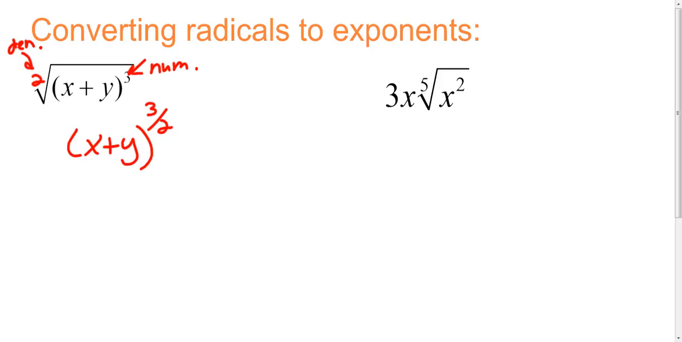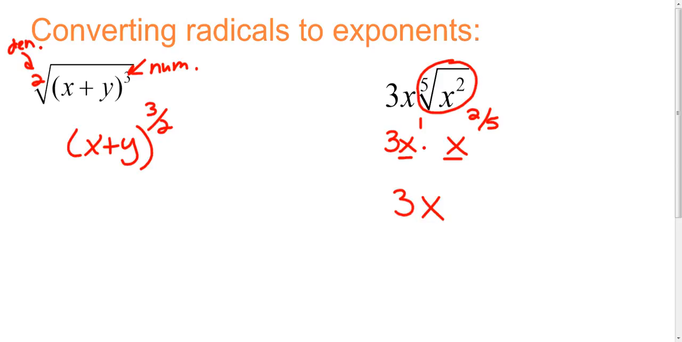Okay, here the only thing I can put as a fractional exponent is this piece. So I have 3x times x to the 2/5 power. And then you can simplify those x's. Remember there's a 1 right here. When you have two bases, you add your exponents. So this really becomes 3x to the 1 plus 2/5 power. Well, 1 is 5/5. So 5/5 plus 2/5 becomes 7/5. And that's how that one should look.